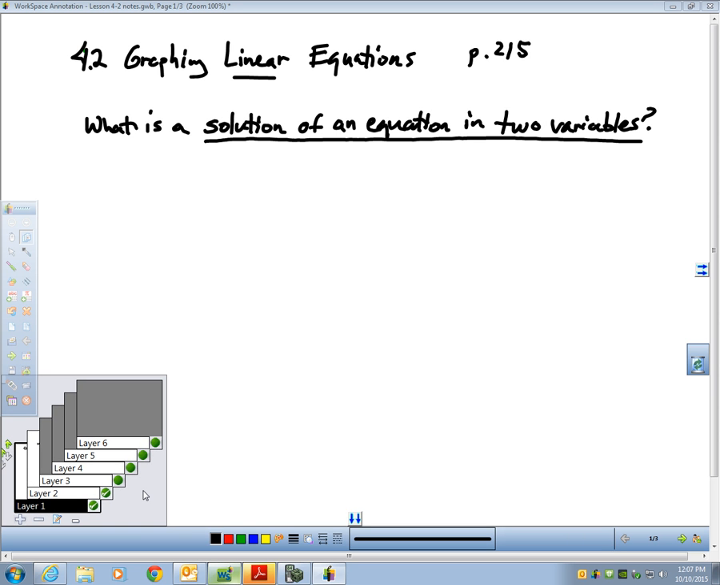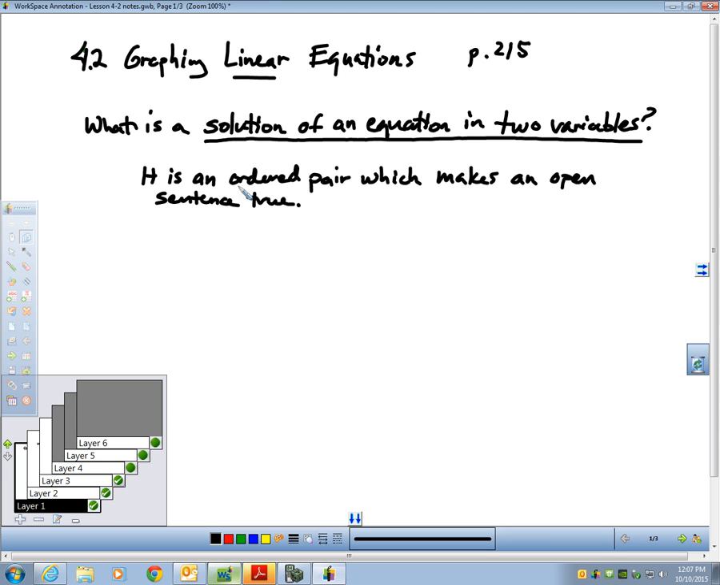I am on page 215. At the very top, you'll see in bold print, first or second sentence of the reading here, what is a solution of an equation in two variables? We'll be asked in our homework if an ordered pair is a solution of an equation. Okay, what are they asking us there? A solution of an equation in two variables is an ordered pair.